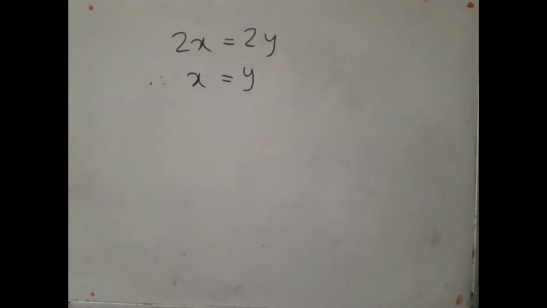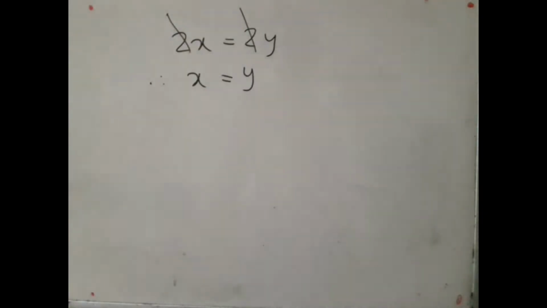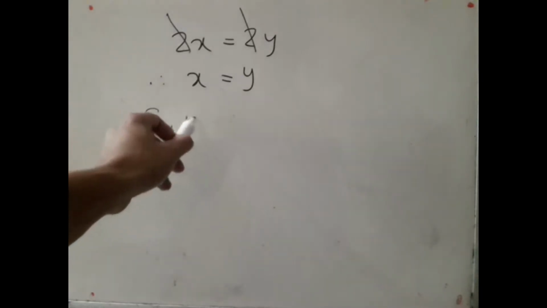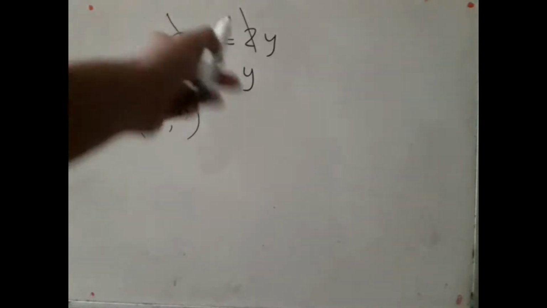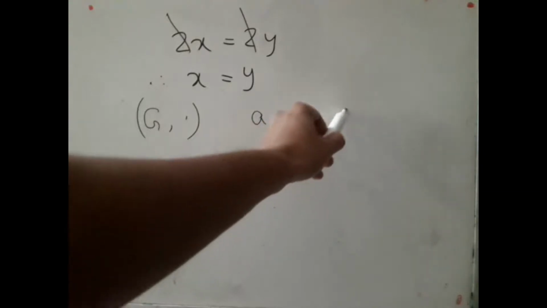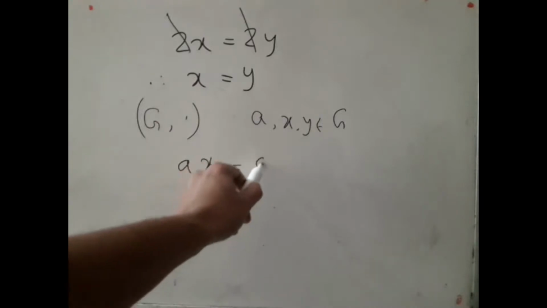Here is another rule that we learned in our school days. Suppose someone gives me 2x equal to 2y, we know we can cancel 2 and we get x equal to y. Now let's see if we can do a similar thing for groups. Again, I will work with a general group, with elements a, x and y in G, and the condition that I am being given is ax equal to ay.